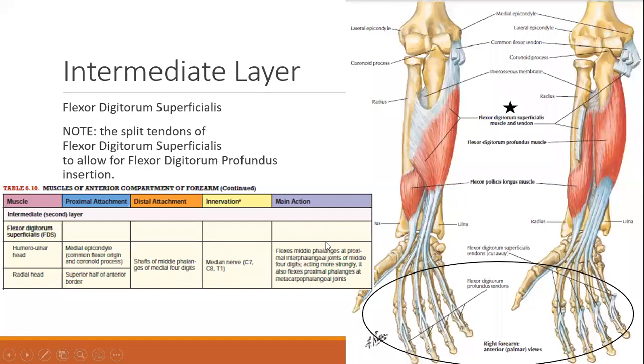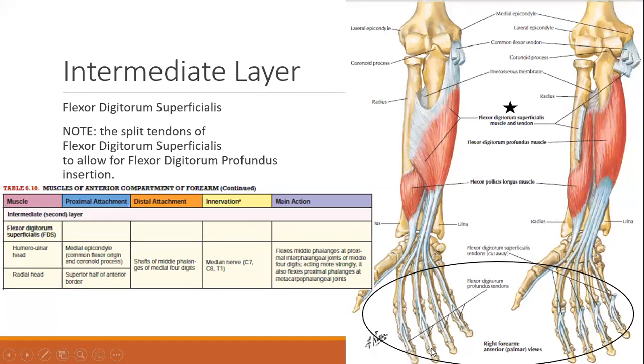Your flexor digitorum superficialis muscle, the tendons actually insert at the distals. So you can see here how they came through, and that's the profundus that goes all the way to the end. It's the flexor digitorum superficialis that splits for the profundus. So 2 muscles are important here: flexor digitorum superficialis and flexor digitorum profundus. Flexor digitorum profundus goes all the way out to the tips of the fingers, versus flexor digitorum superficialis splits in half and inserts here at your middle section of your phalanges.